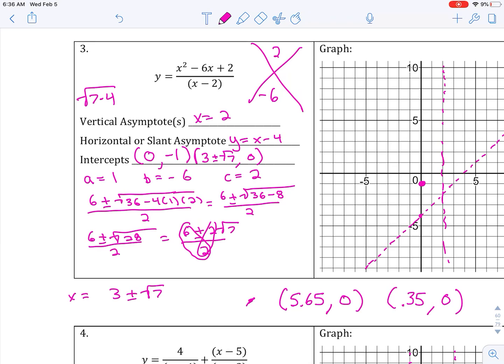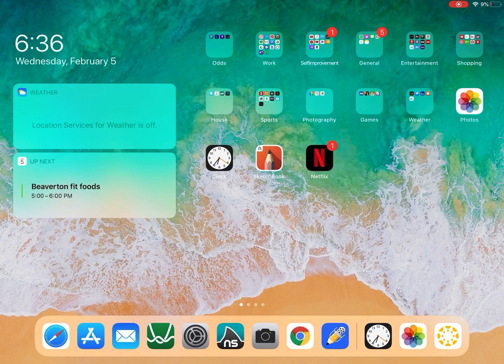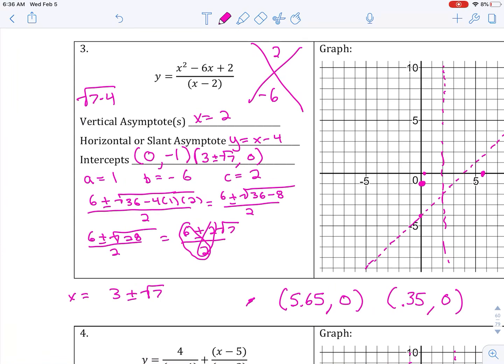So that tells me that the roots are right here at 5.65 and 0.35. Let me make sure that those are the numbers that we got in the calculator. I think they were 5.65 and 0.35. Yes, that is them. So now that we have those three things graphed, that is what you would be graded on.